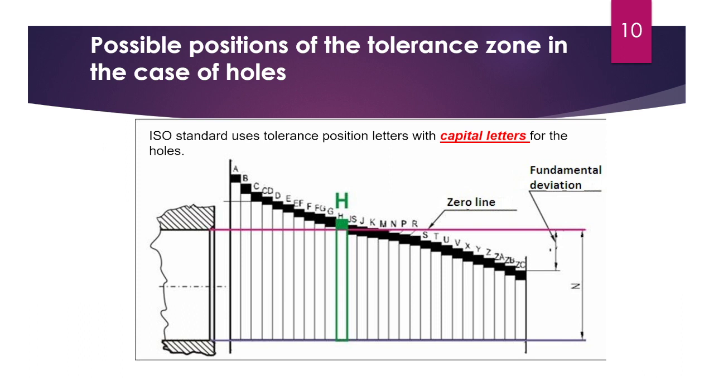In the standard, we have here possible positions of the tolerance zone in the case of holes. The ISO standard uses tolerance position letters with capital letters for the hole. When we see a capital letter, it means it's a hole tolerance, beginning from A until Z, and here ZA, ZB, ZC.